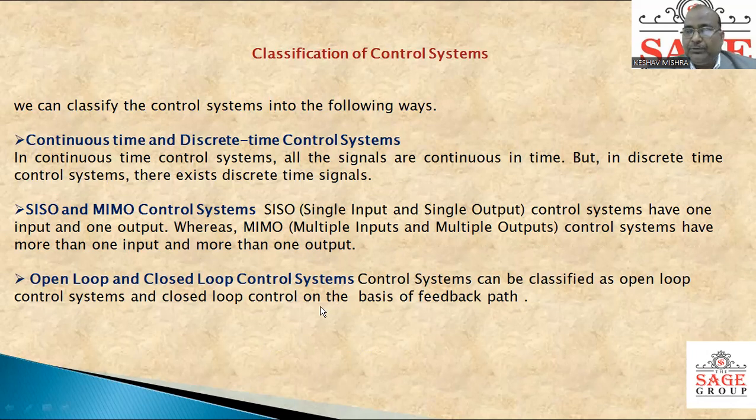The last category is very useful. That is covered in our module 1 and module 2: open loop and closed loop control systems. Open loop, as the name suggests, has no feedback path associated with such a control system. And for a closed loop control system, there is provision of feedback from output to input.